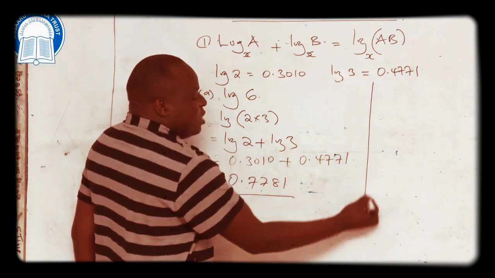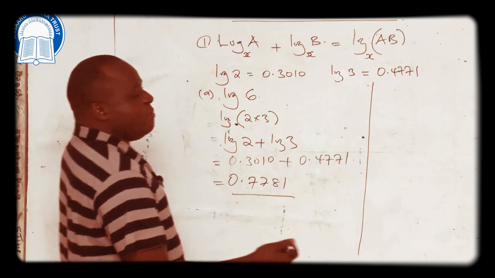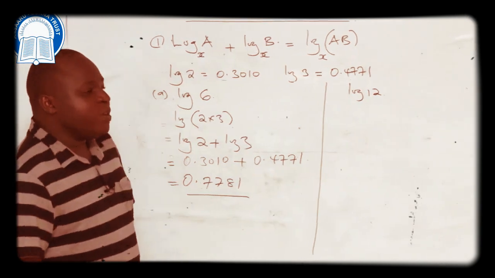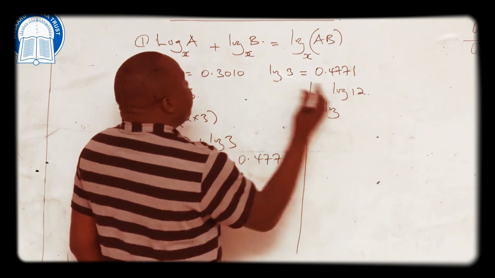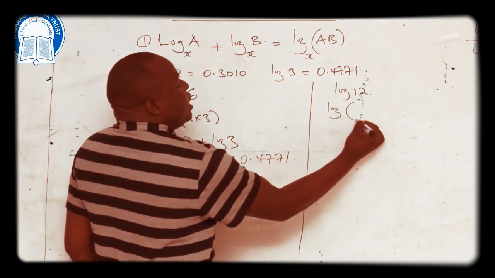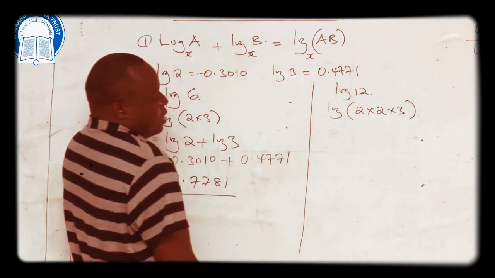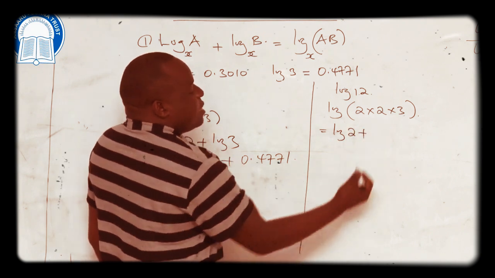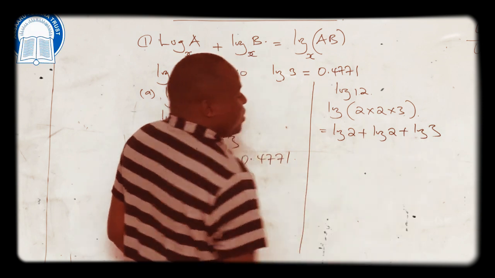Next, still using the same values, it could have been find the value of log 12. How do I get 12? Log 12 in terms of 2 and 3 should be log of 2 times 2 times 3, which is equal to log 2 plus log 2 plus log 3.